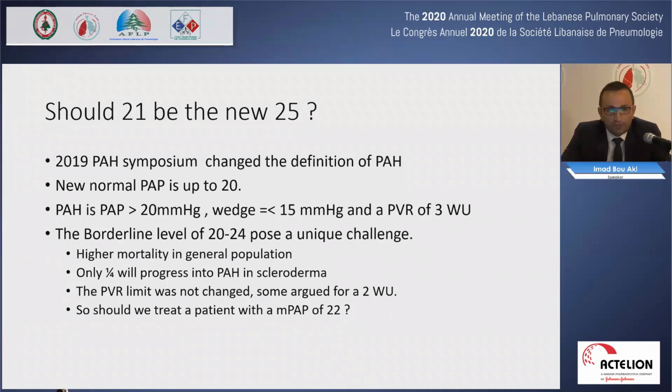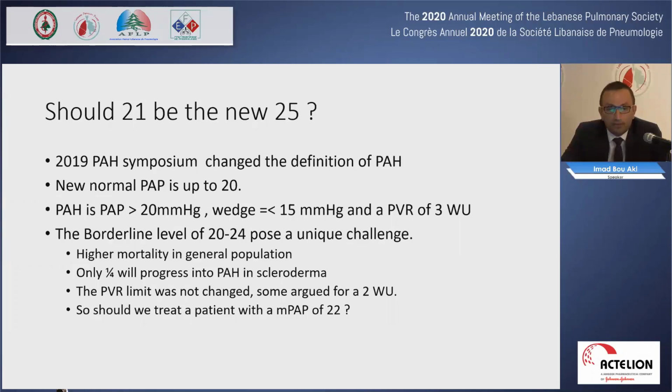So before starting about therapy in PAH, I would like to remind everyone that in 2019, in the PAH symposium, there was a change in the definition of PAH. The new normal is up to 20, so 21 is considered at this stage to have pulmonary arterial hypertension disease. And obviously the new definition is pulmonary arterial pressure of more than 20, a wedge of 15 or less, and a PVR of 3 Woods unit.